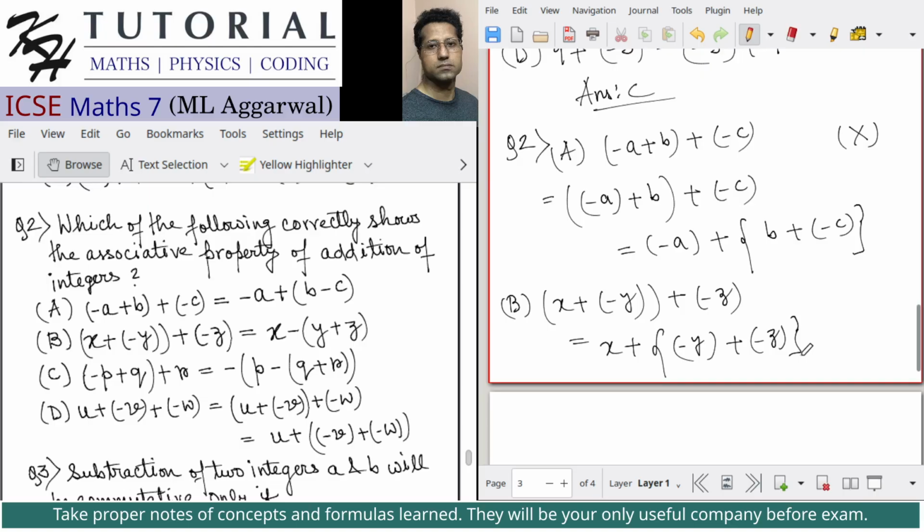But in choice B you can see the right hand side is a different thing. Even though the right hand side of choice B simplifies to the same value, it is not correctly demonstrating the associative property. So choice B is also incorrect.